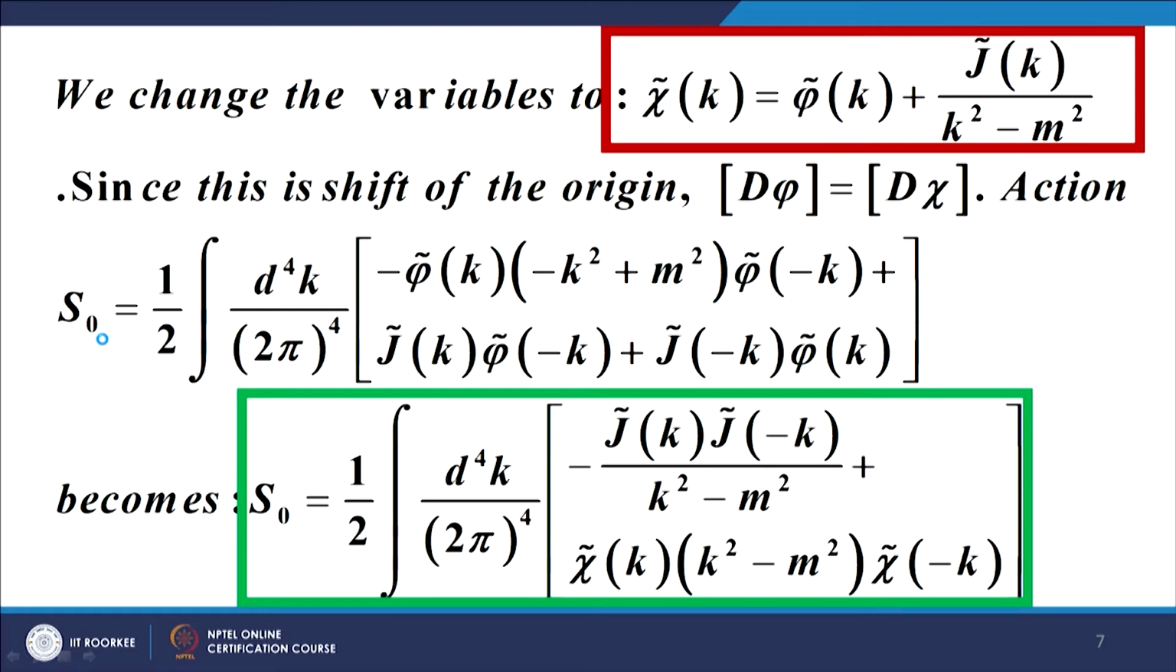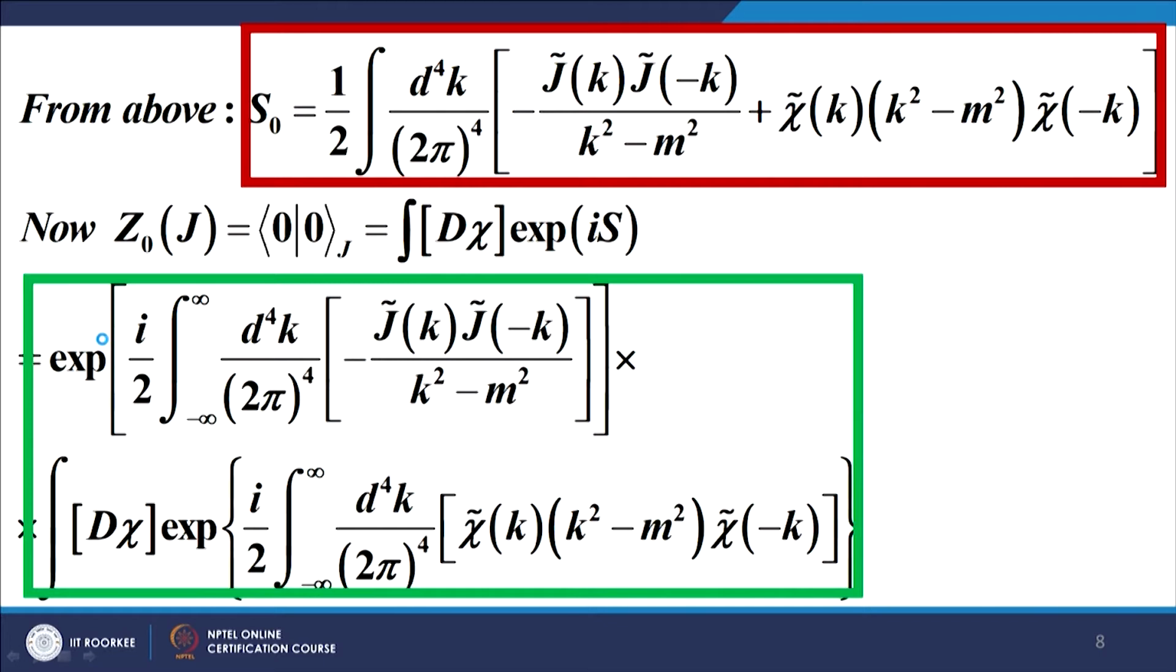The interesting part here is, if you look carefully at the integrand of the action, the first term is independent of chi and the second term is independent of J. So, in a sense it operates to separate out the terms involving the source of the field and the field variable themselves. Now, when we write down the generating functional in terms of the new variables, the chi variables, it takes the form given in this integral d chi exponential i S.